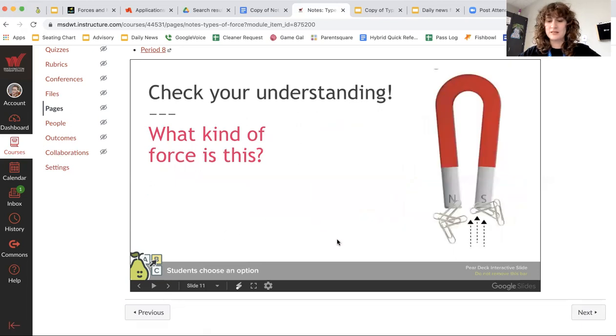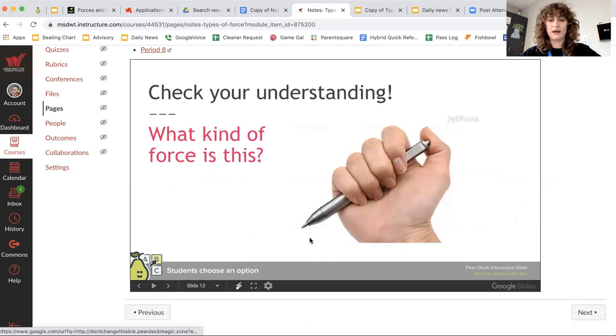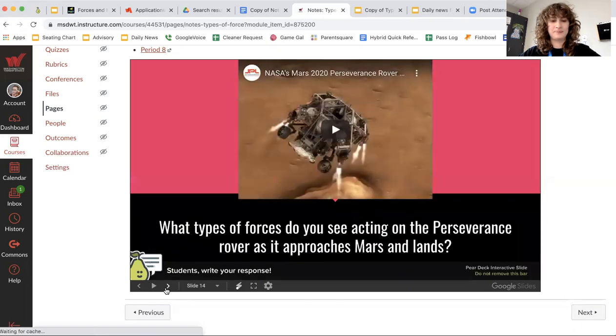What kind of force is this? Paper clips and a magnet? That's magnetic. What kind of force is holding all these packing peanuts to the cat? That is electrostatic. What kind of force is demonstrated when you click a clicky pen? That could be mechanical from your hand or a spring force from the inside of the pen.